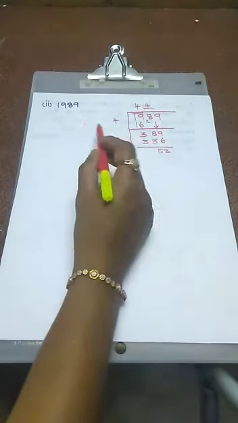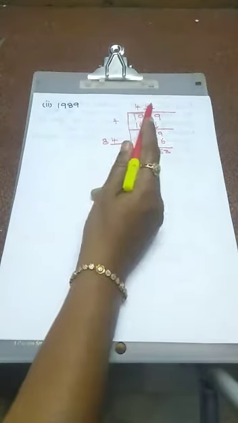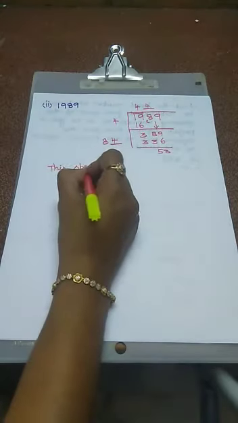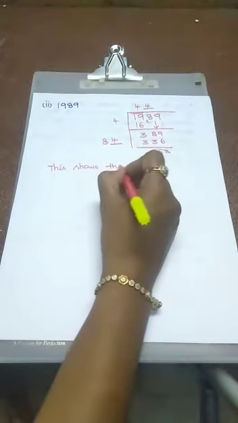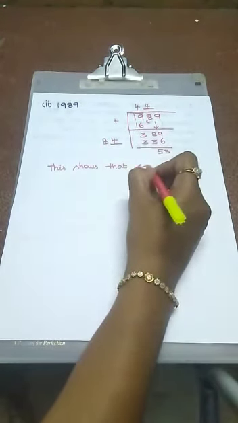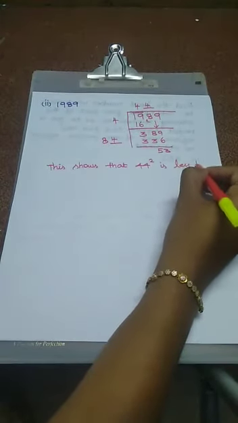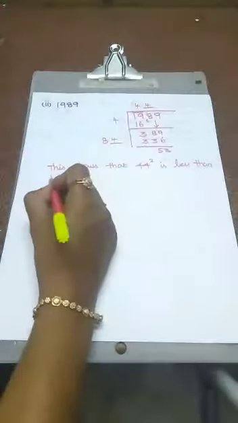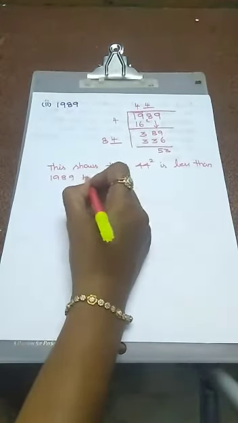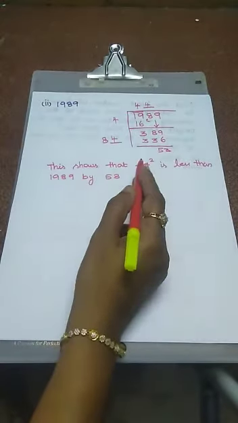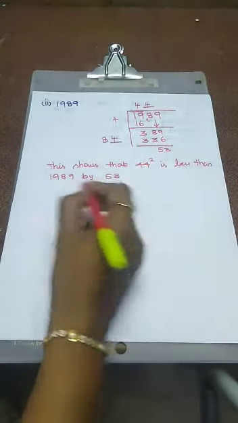This shows that 44 square is actually less than 1989 by 53. So if we subtract the remainder from the number, we get a perfect square.